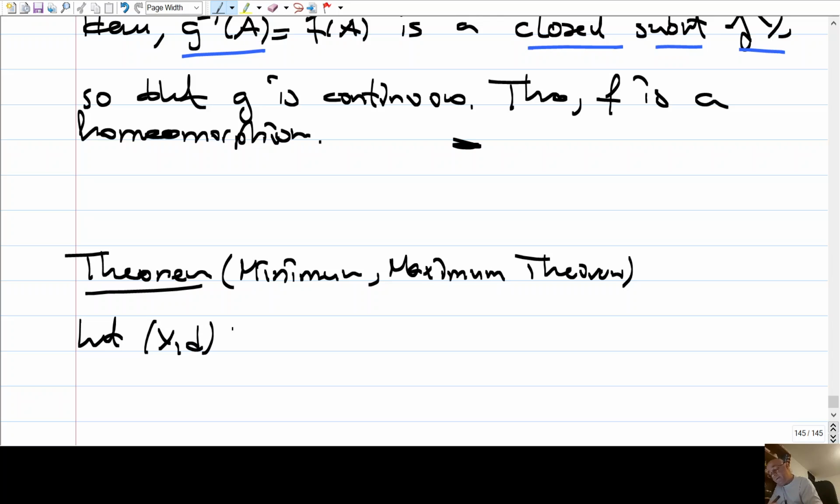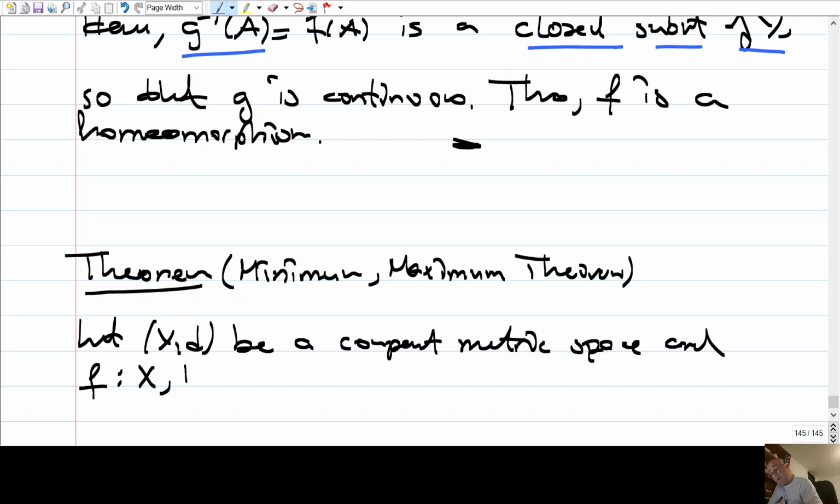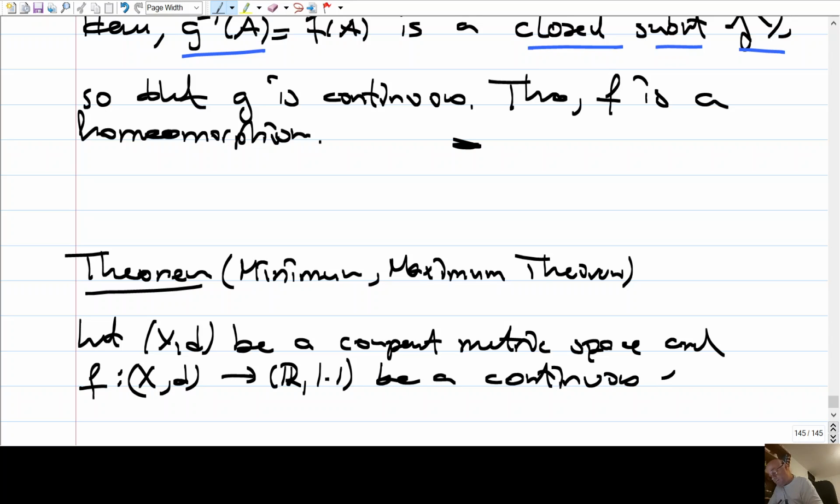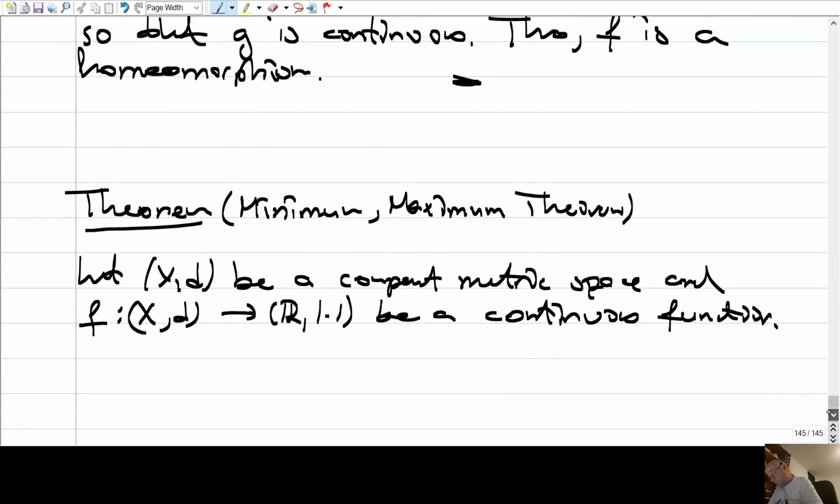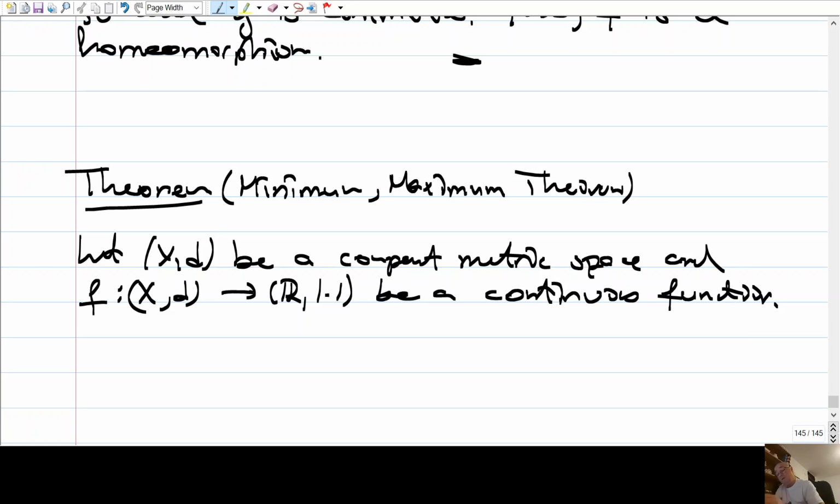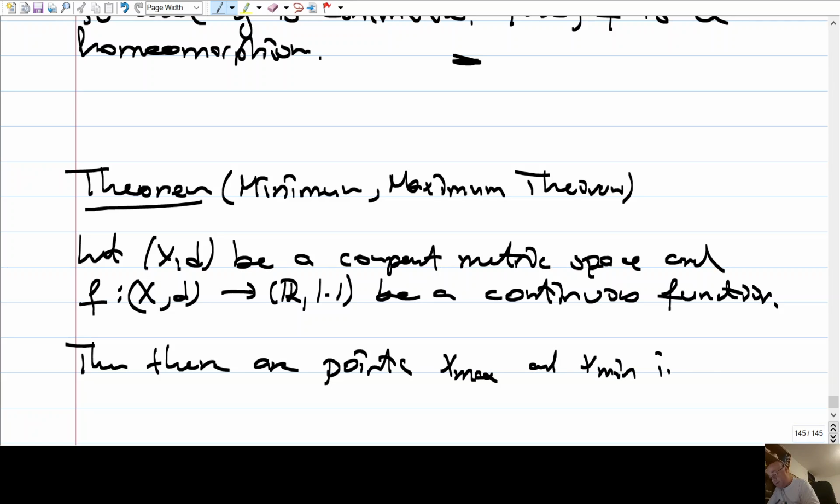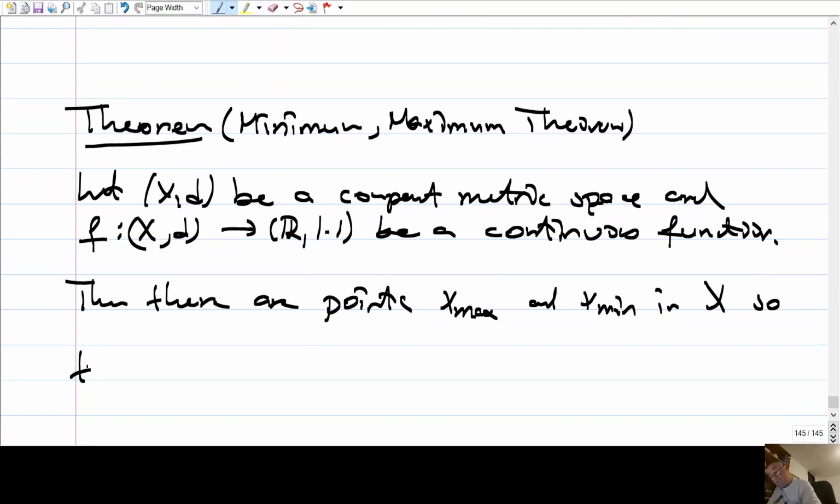Let (X, d) be a compact metric space, and f from X into the real line be a continuous function. Then this function has a maximum and minimum. Then there are points, let's say x max and x min in X, so that f takes maximum value at this point and minimum value at this point.